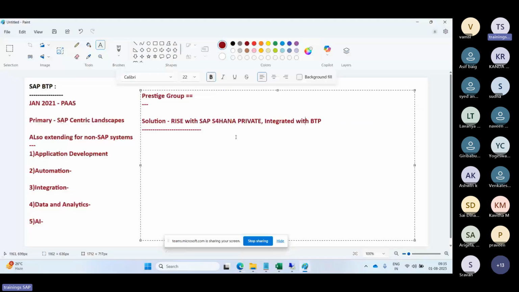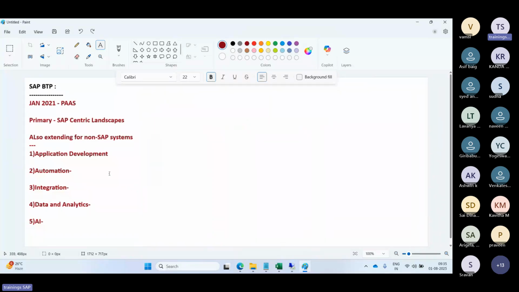So that is BTP, right? BTP also has a pricing model, an account model, and an account structure. Let's talk more about our actual topic, BTP, right? So in BTP also we have some account structure here.